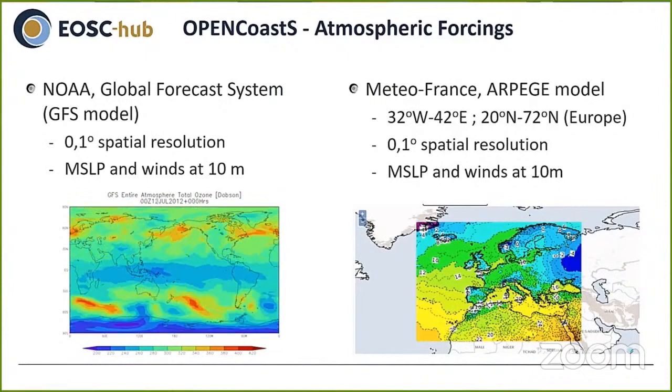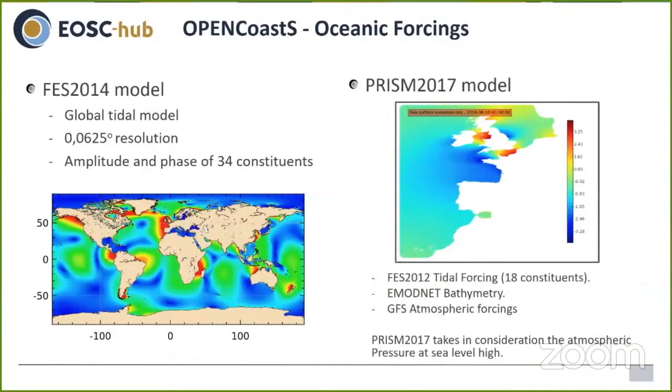GFS is a worldwide global forecast system provided by NOAA. It has 0.1 degree of spatial resolution. Forecasts are also available from the model ARPEGE, developed by Météo France for the European coast. This system has the same spatial resolution of GFS. Both systems provide forecasts of the mean sea level pressure and the wind components at 10 meters of height. For the oceanic boundaries of the OpenCoast forecast system, several options are available.